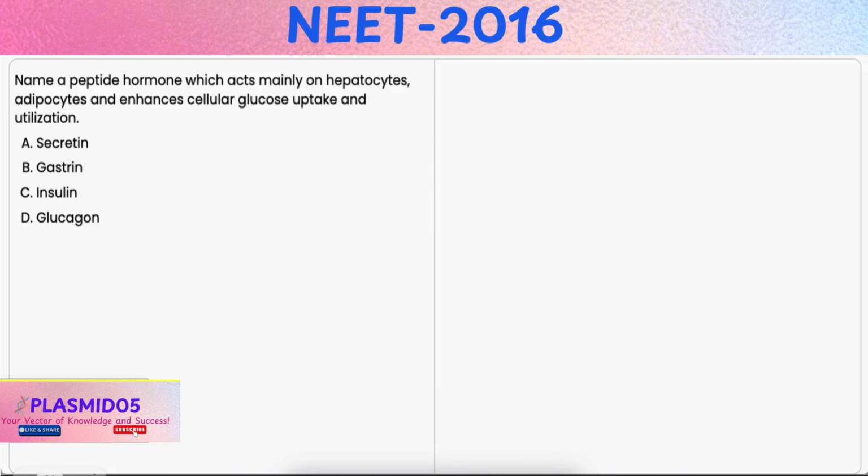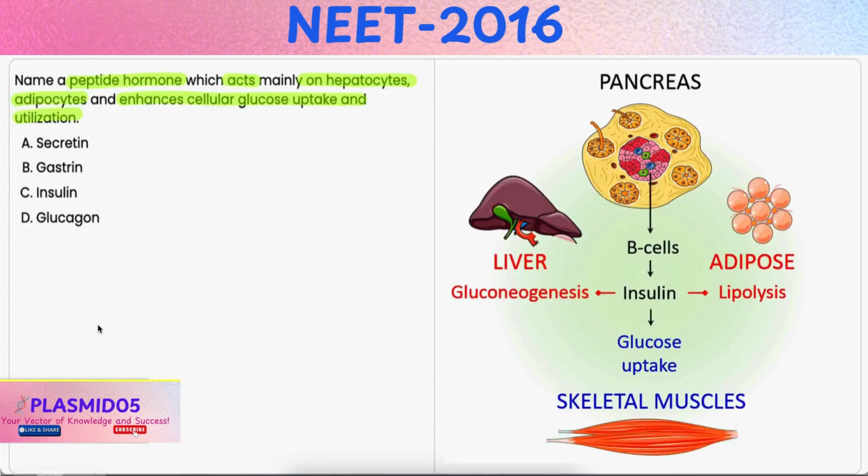In this question, you have to identify a peptide hormone which acts mainly on hepatocytes, adipocytes, and enhances cellular glucose uptake and utilization. Now, insulin is a peptide hormone that is produced by the pancreas that mainly acts on the hepatocytes, that is liver cells, and adipocytes, that is fat cells. It promotes glucose uptake and storage as glycogen in the liver and fat storage in adipocytes, thereby lowering the blood glucose level. Hence, the correct answer is option C, insulin.